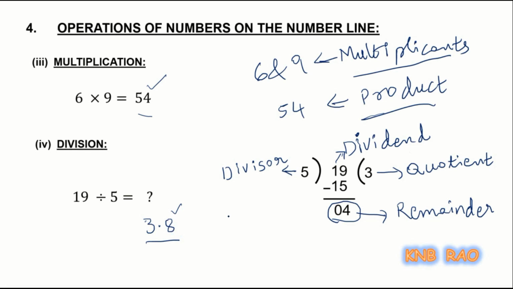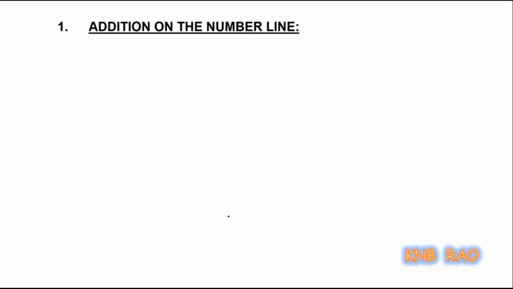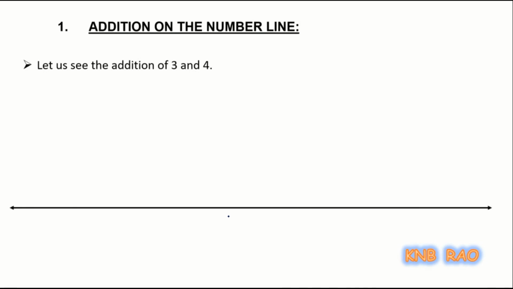Anyways children, now we will learn how to do addition on the number line. Now coming to the addition on the number line, let us see the addition of 3 and 4. For this, draw the number line. After drawing the number line, mark the points with uniform width or uniform distance. Here the distance between any two consecutive numbers should be the same.